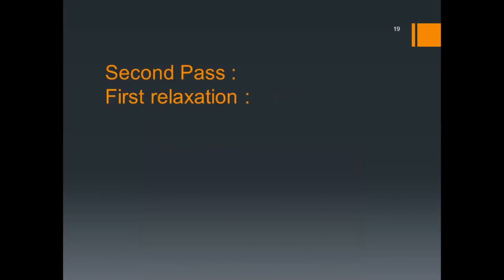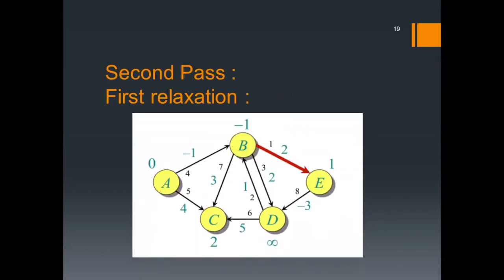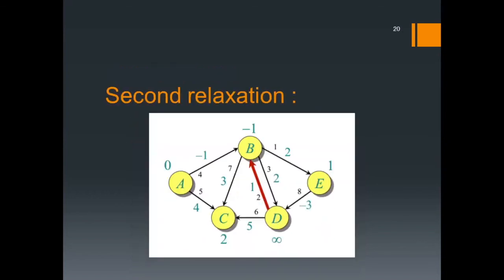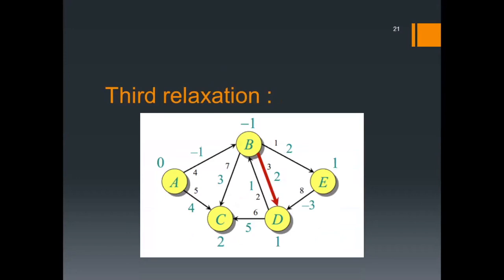Then the second pass, first relaxation, that is same as first pass. Minus 1 plus 2 is equal to 1, and 1 is obviously less than infinity, that's why u will be 1. And infinity plus 1 is equal to infinity, and infinity is obviously greater than minus 1, that's why it will not update. And third relaxation, that is b to d, minus 1 plus 2 is equal to 1, and 1 is obviously less than infinity, that's why d will update.